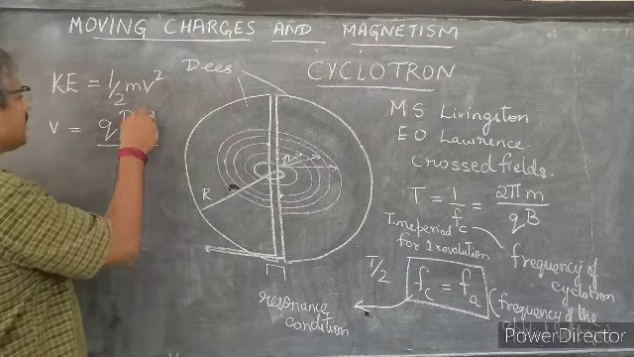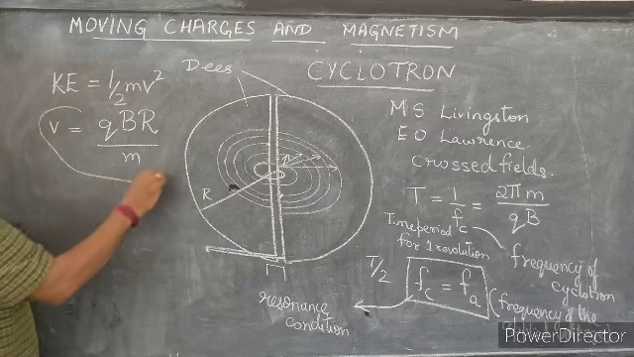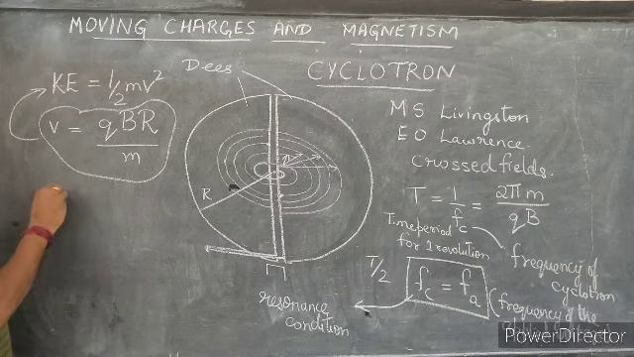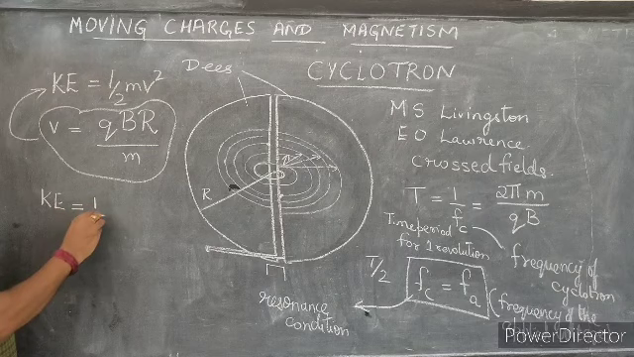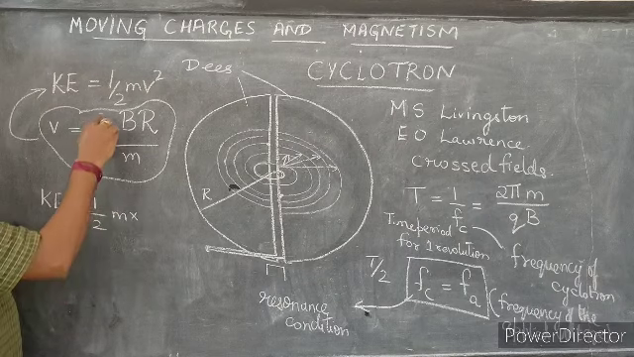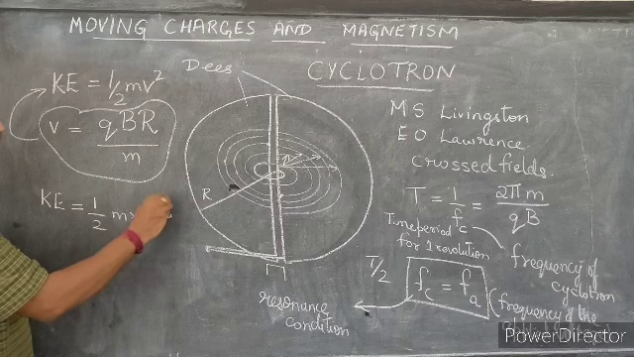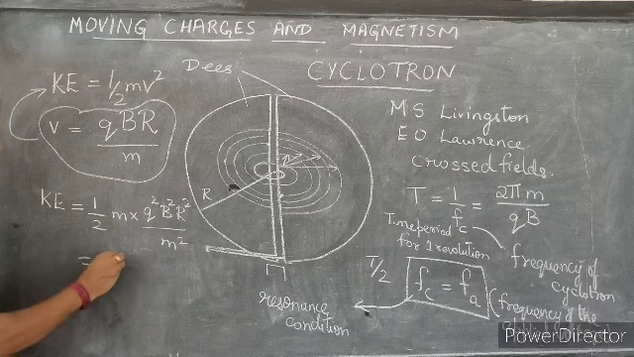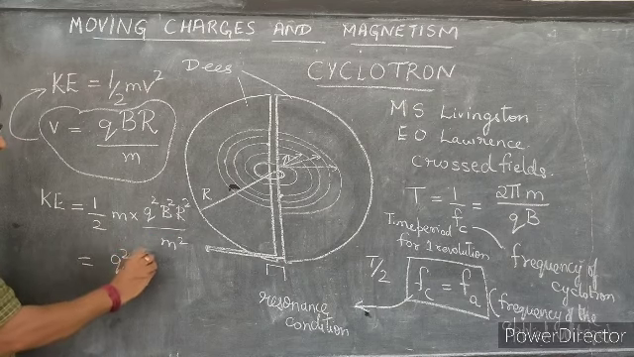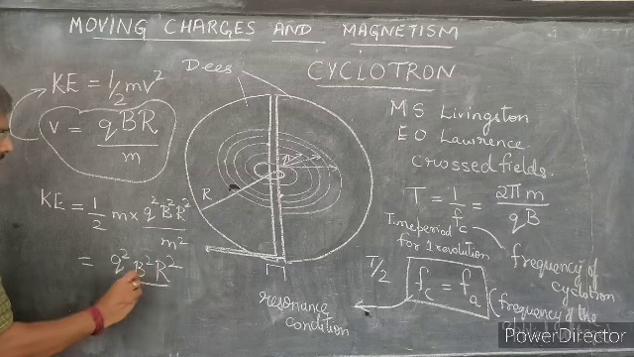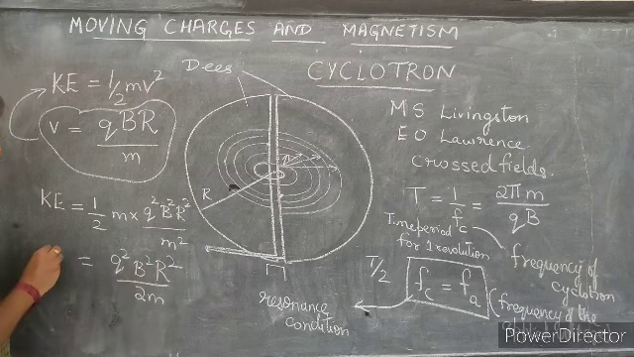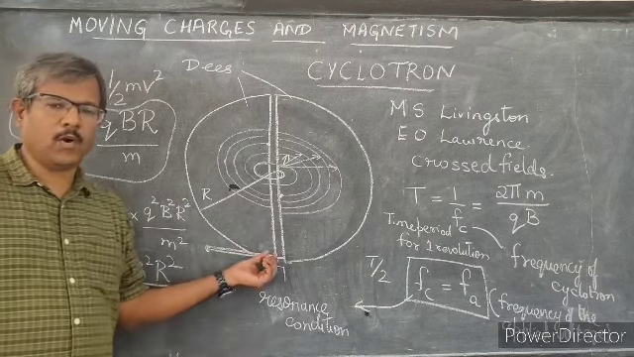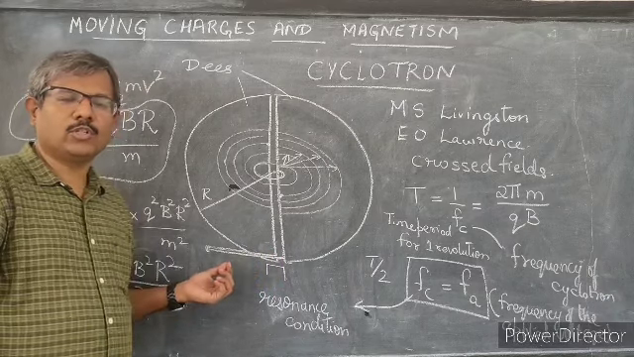So if I substitute this back in this equation, I am going to get my kinetic energy as half m into v square. So it's q square B square R square by m square. A little simplification gives me q square B square R square by 2m. So this is the total kinetic energy that the particle possesses at the point of it coming out of the cyclotron.